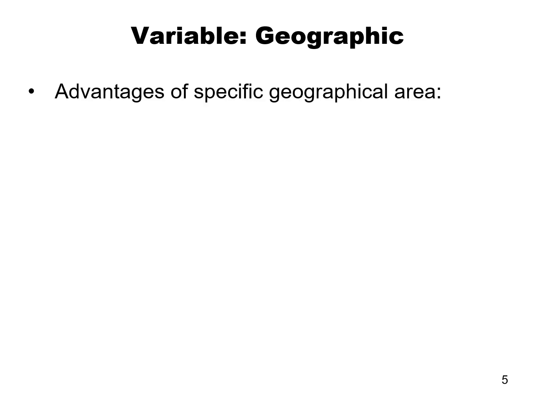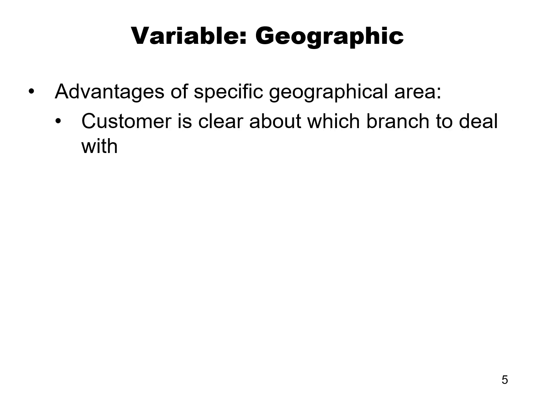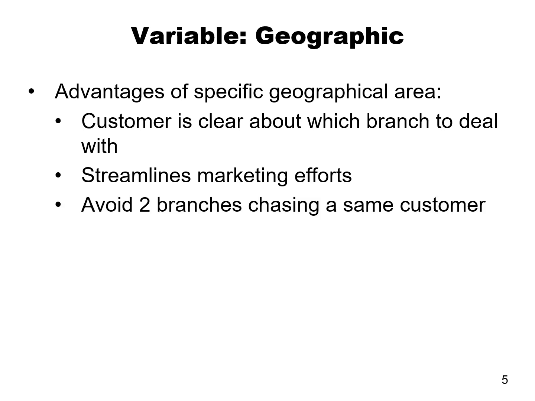The advantage of a specific geographical area is that the customer is clear about which branch to deal with. It streamlines the marketing efforts. So the branches will be focusing on the area like a turf, and they will reach out to these customers. The customer from this area knows that they will go to this branch for the service. This is to avoid 2 branches chasing after the same customer.